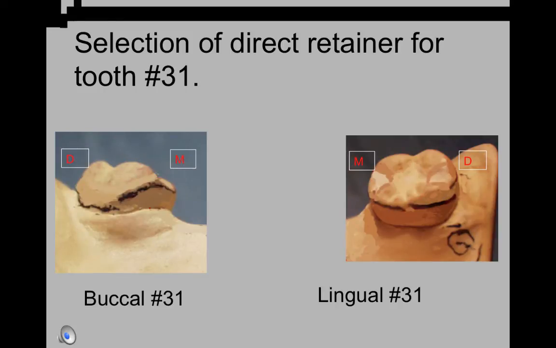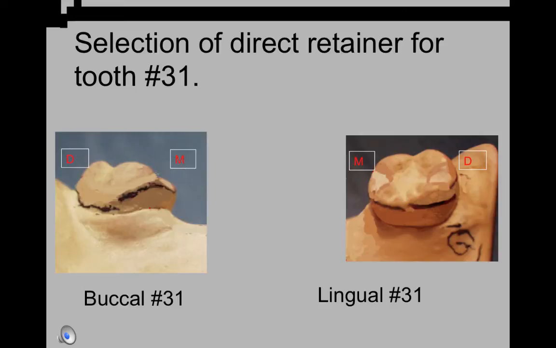Let's try to understand this a little bit better, if you're having trouble, by looking at the survey lines on number 31. I see that the survey line on the buccal is at the gingival margin and the survey line on the lingual is almost to the occlusal surface, with a severe undercut on the mesiolingual. I want to choose the most severe undercut for the placement of the terminal third of my direct retainer tip so that I have to do as little modification as possible. Therefore, I'm going to choose the mesiolingual for my direct retainer tip.